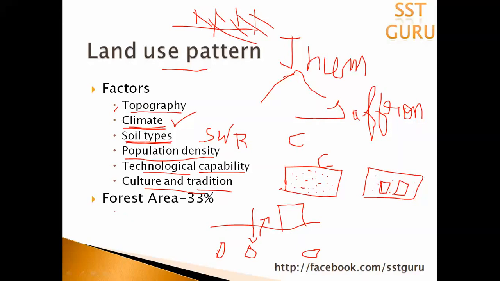And now coming on to the forest area, which is stipulated by the Indian government as 33%. India needs to have 33% of its land under forest. This is the target and we are yet to achieve it. We are trying our best to improve our forest area and get it to 33%.